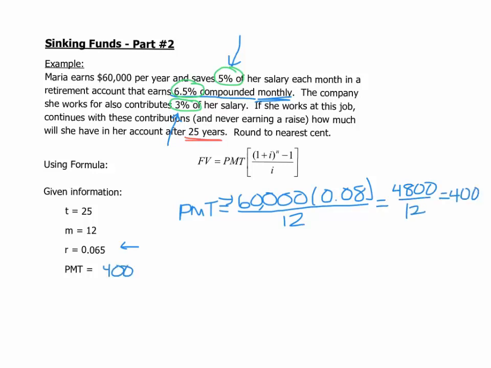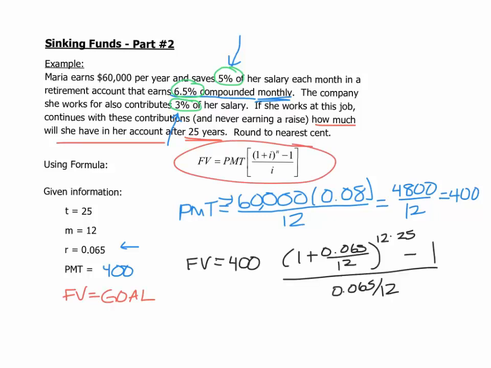The last thing I need to do is identify what our goal is. So our question is, how much will she have in her account after 25 years? So my goal is the future value. And this is the reason I've chosen the version of the formula that is solved for future value. If I input all my values into this formula, it's going to look like this. When I go to enter it into my calculator, I need to make sure to put parentheses around the numerator and then a second set of parentheses around the denominator. We will end up with $299,534.61 in Maria's retirement account.